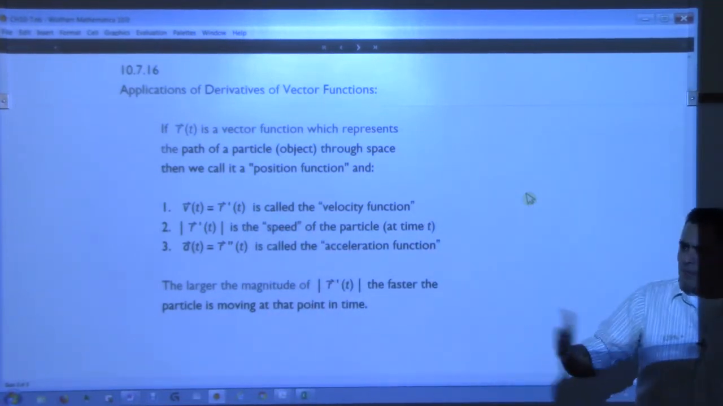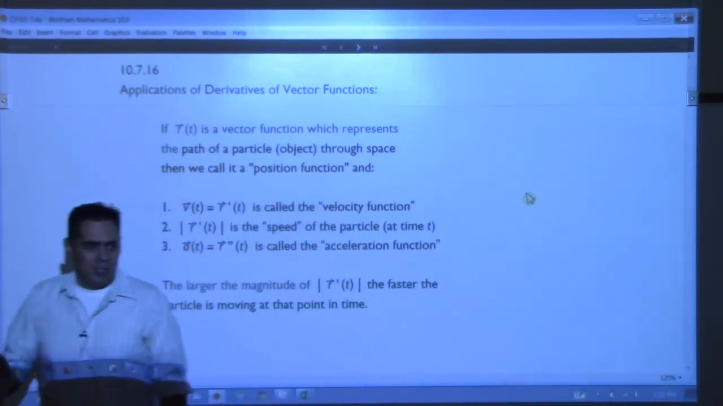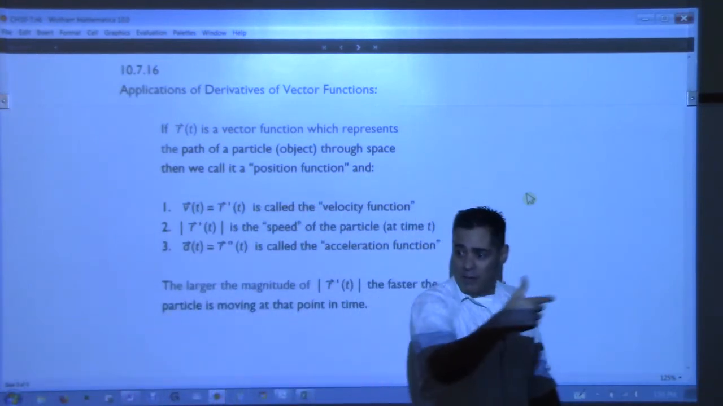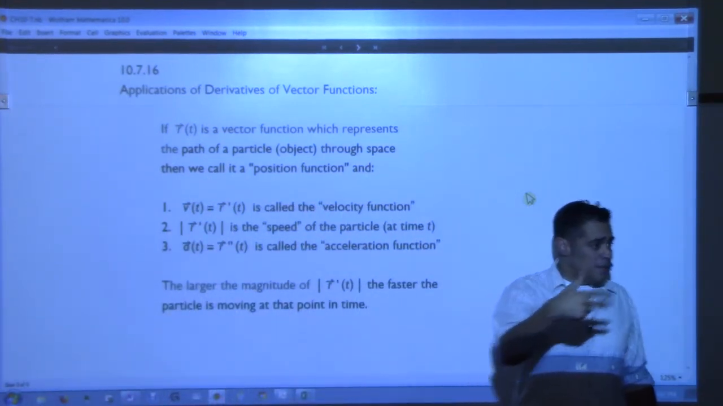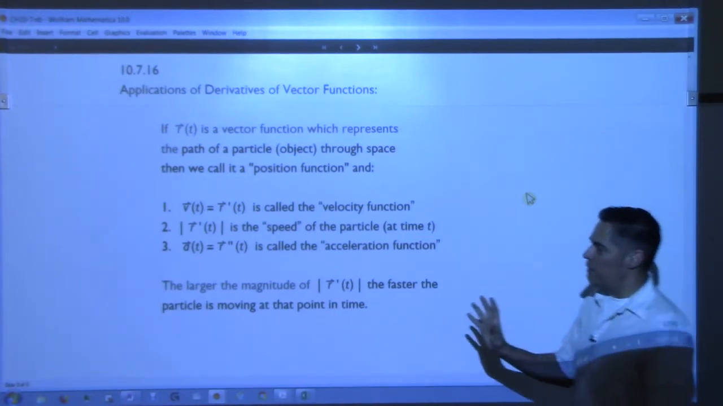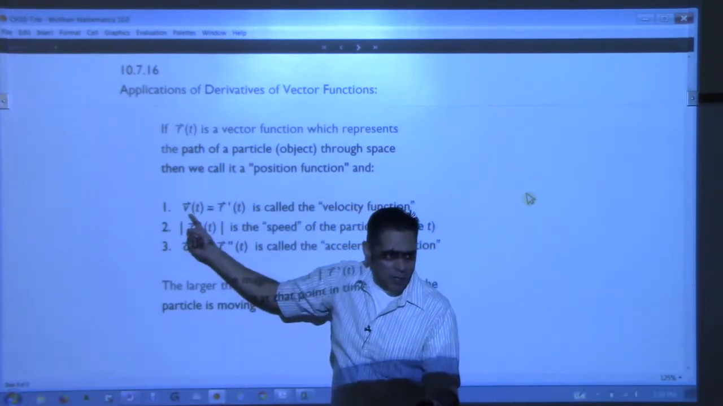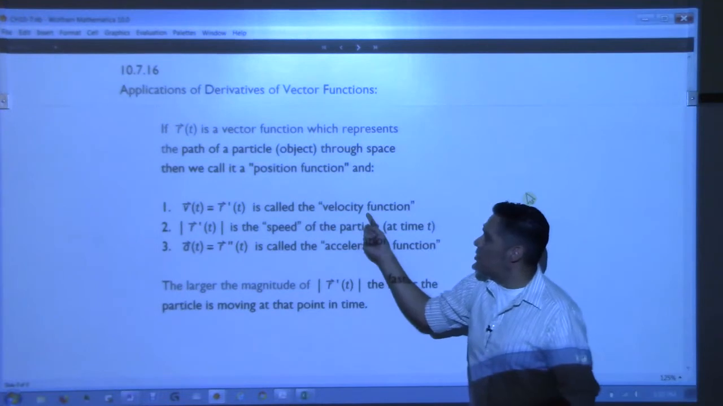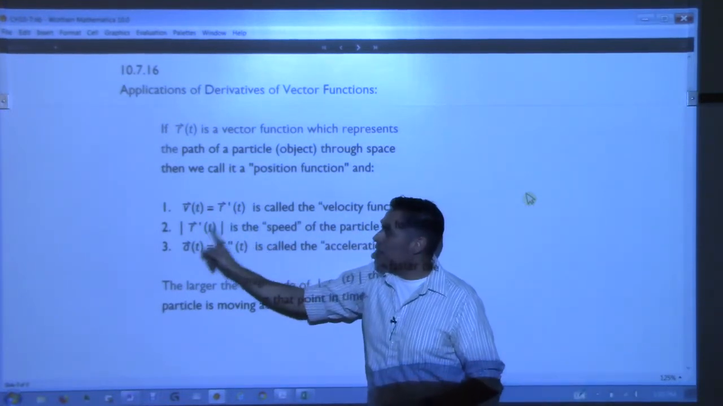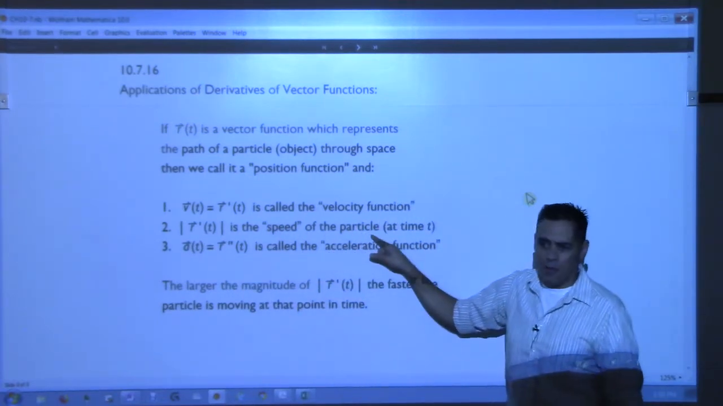Does this seem familiar? In Cal 1, if you had a position function, s of t is what we usually used. Then v of t was the derivative of that. And then the second derivative was acceleration. Okay, it's the same sort of thing here, but there's a major difference. When we take the derivative of r of t, we get a vector function, which is our velocity function. Now, if you take the magnitude of that vector, the length of this vector, how long it is, then that's the speed of the particle.